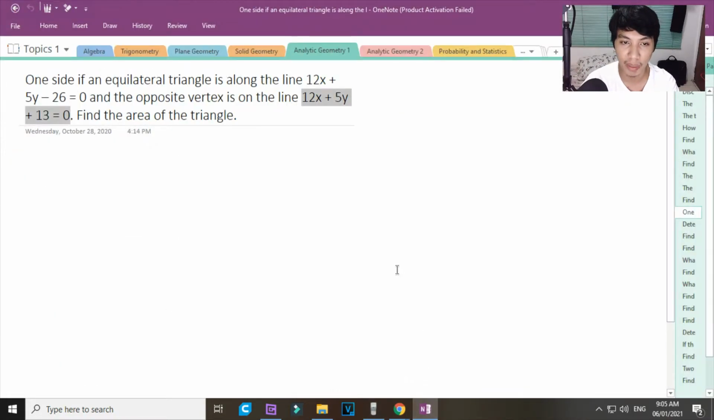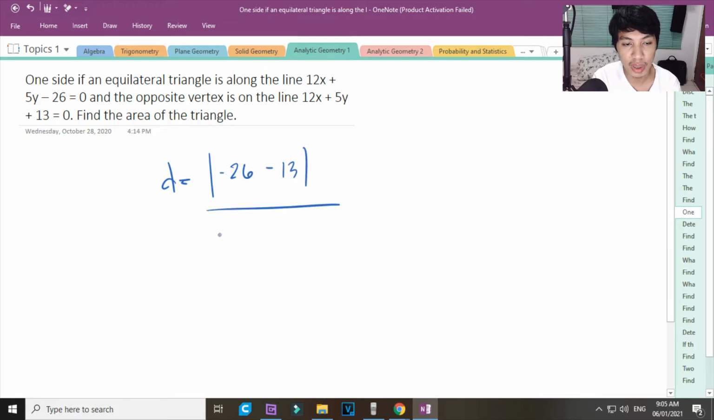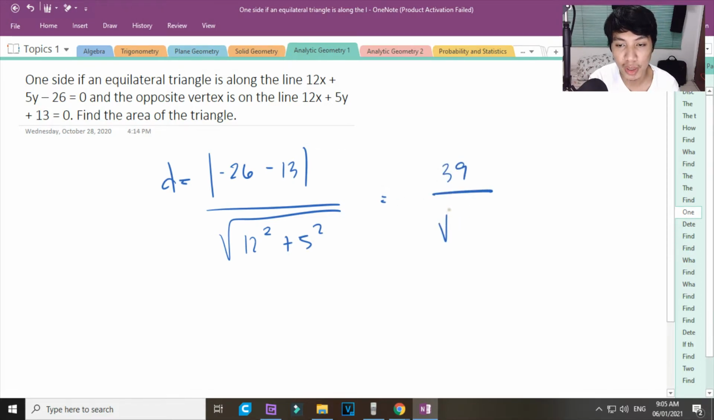Okay. Nasolve natin. So, lagay muna natin dito, the distance is, yan. So, -26 minus 13 over square root ng 12 squared plus 5 squared since parallel lines sila. Okay, 39 over 13. Okay na yan. 169 kasi lalabas yan. Then, this is 3, the height of the triangle.